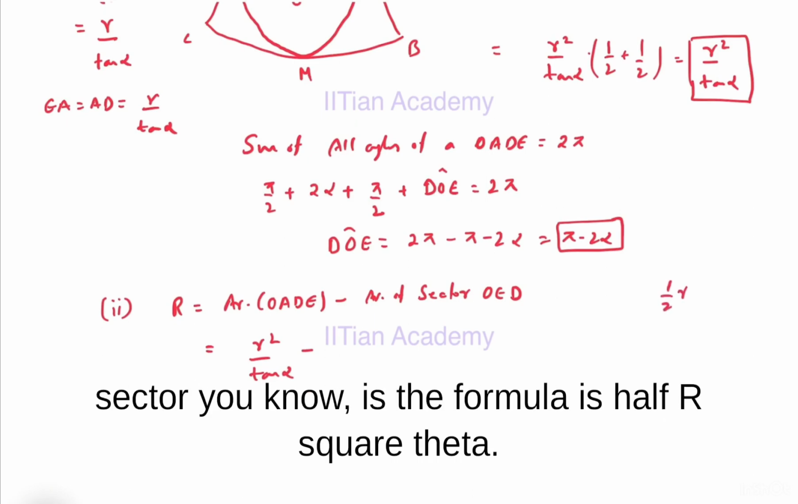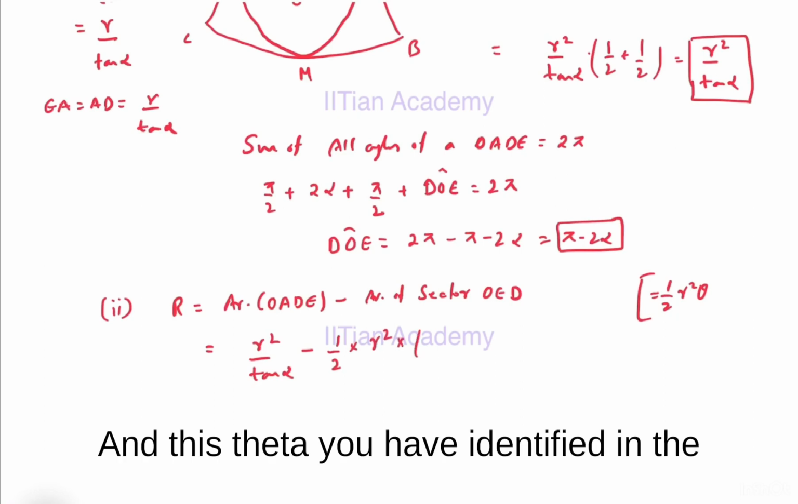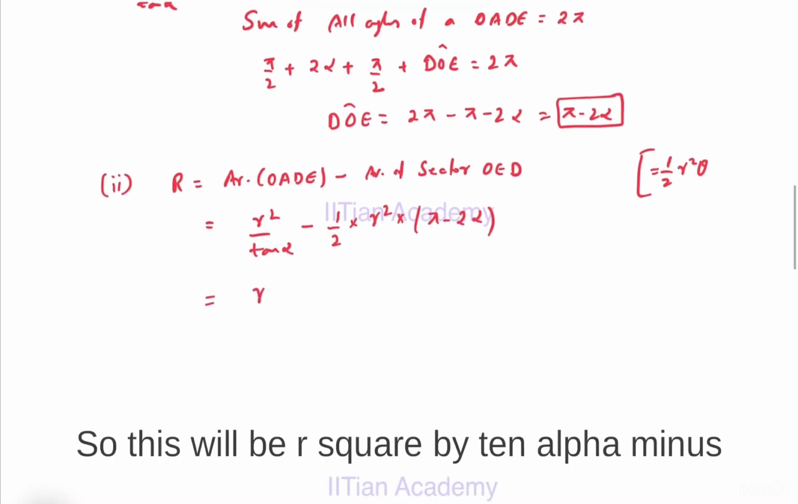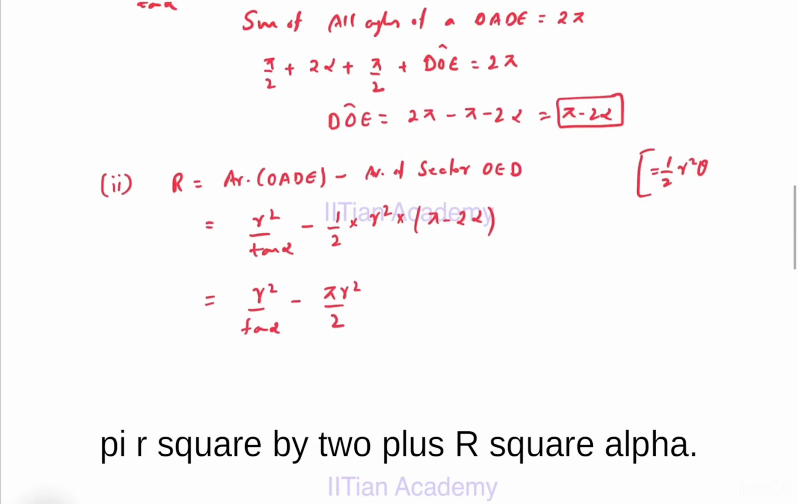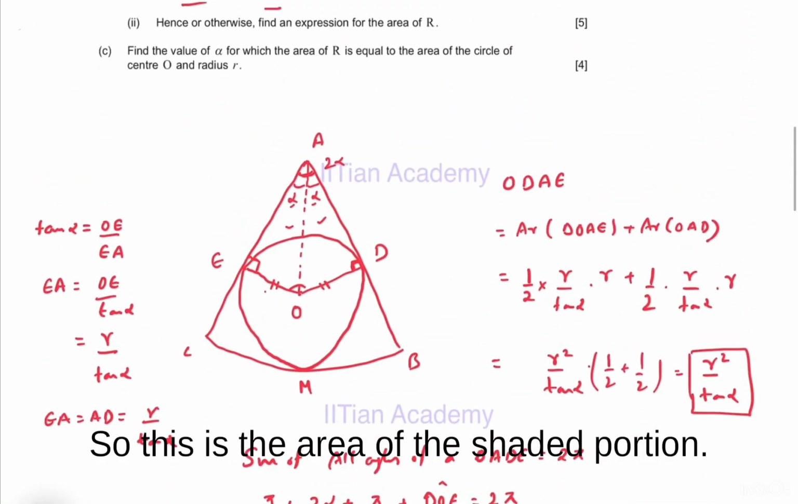the formula is half R square theta. So we know this is half, radius is R square, and this theta you have identified in the previous part, which is pi minus 2 alpha. So this will be R square by tan alpha minus pi R square by 2 plus R square alpha. So this is the area of the shaded portion.